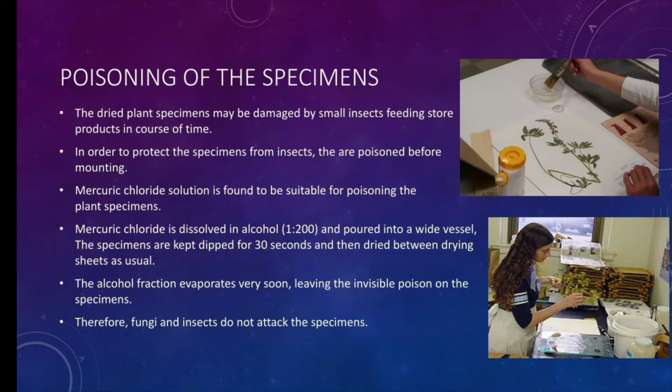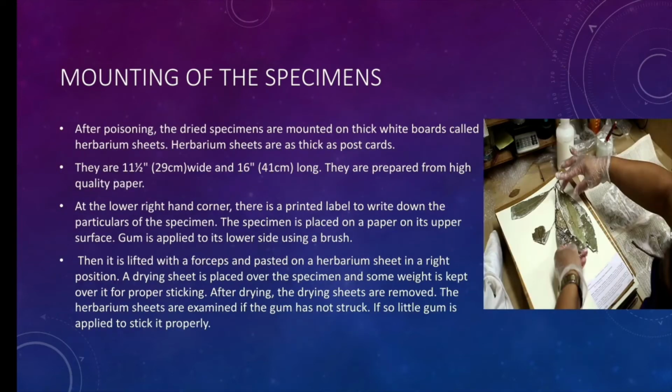The next step in the method of plant collection is mounting of the specimen. After poisoning, the dried specimens are mounted on a thick white board called a herbarium sheet, which is as thick as a postal card. They are prepared from high quality paper. The specimen is placed on a paper on its upper surface. Gum is applied to its lower side using a brush. A drying sheet is placed over the specimen and some weight is kept over it for proper sticking. After drying, the drying sheets are removed.